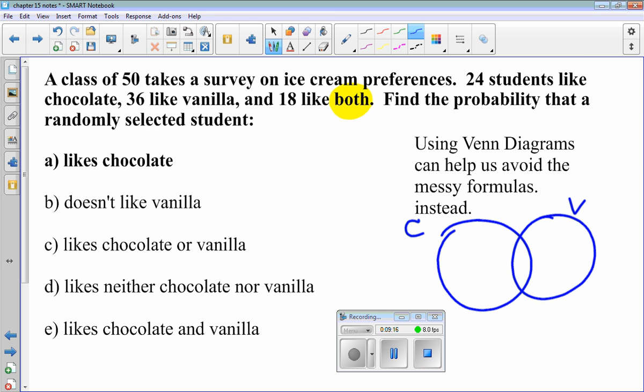We want to start on the inside, so 18 like both, so 18 goes in here. It does say 24 students like chocolate. Well, I do not put a 24 here. That is incorrect. Because 24 also includes the 18 that are already in the circle. So I need to subtract the 18 from the 24. When I do that, what's left? 6. So I have 6 people that only like chocolate, didn't like vanilla at all. Now I have 36 people that like vanilla, but again, I have to subtract off the 18, and what am I left with?